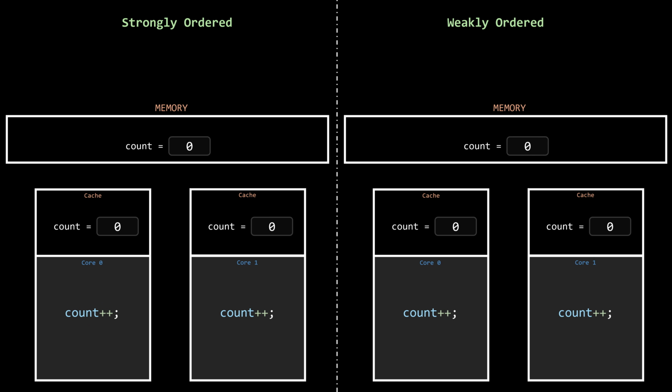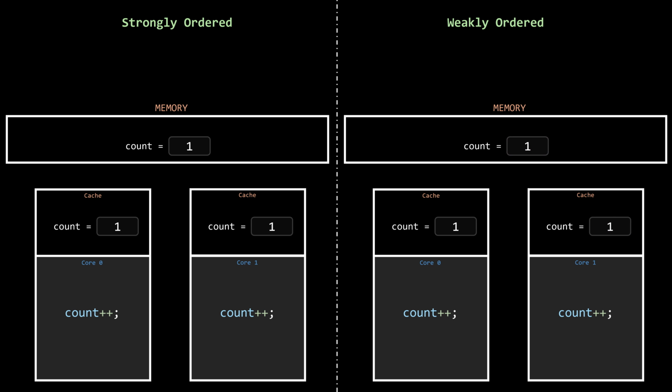A memory model defines what guarantees a system provides about the visibility and ordering of memory operations. Broadly speaking, memory models fall into two categories. In a strongly ordered model, a memory modification on one processor is immediately visible to all others. On weakly ordered models, changes may take time to become visible to other processors.